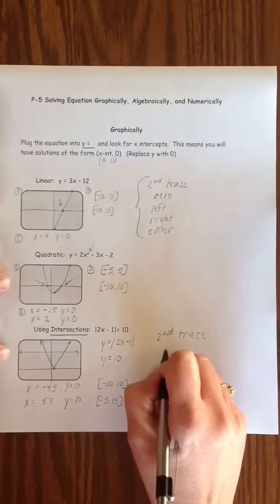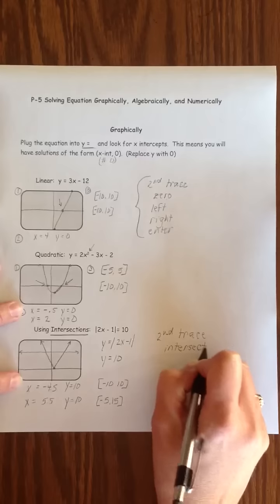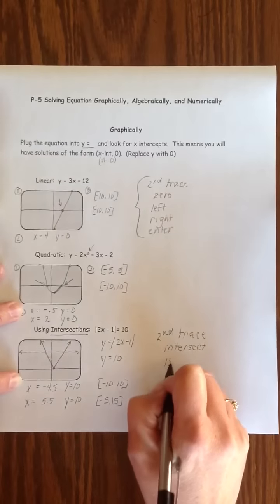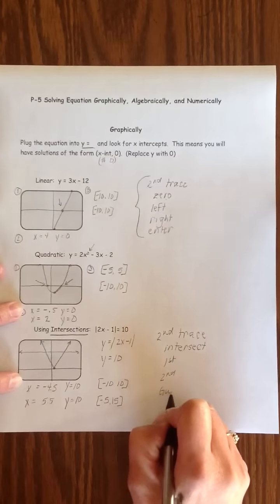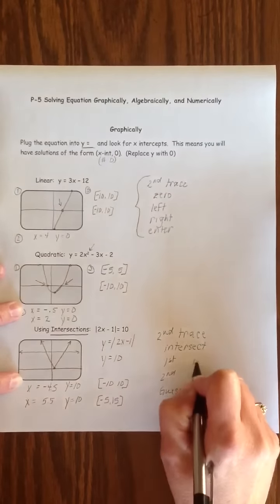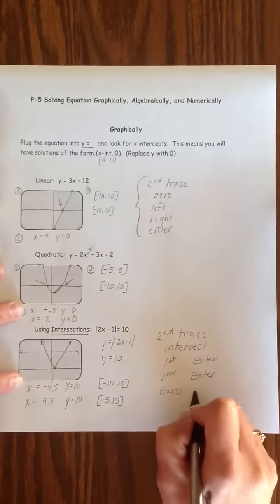Okay, last thing I'd like to do is give you the directions we used for this process. We did second trace, but this time we did intersect. It asked us if we were on the first curve, the second curve, and then it let us guess. So what we needed to do then was to hit enter, enter, and enter.